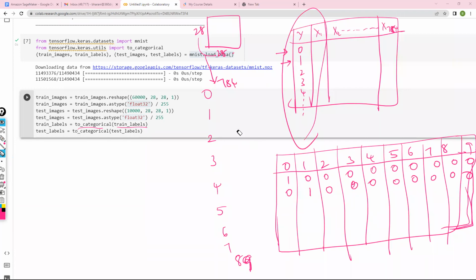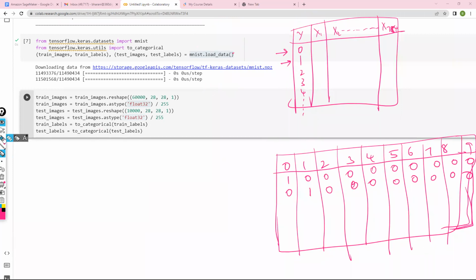And why do we need this to be in one hot encoded format? Because when you want to calculate loss, usually the loss that we use here, since you have multiple categories, is categorical cross entropy.